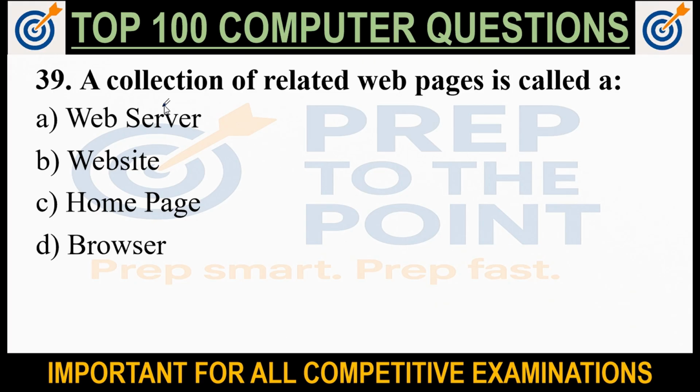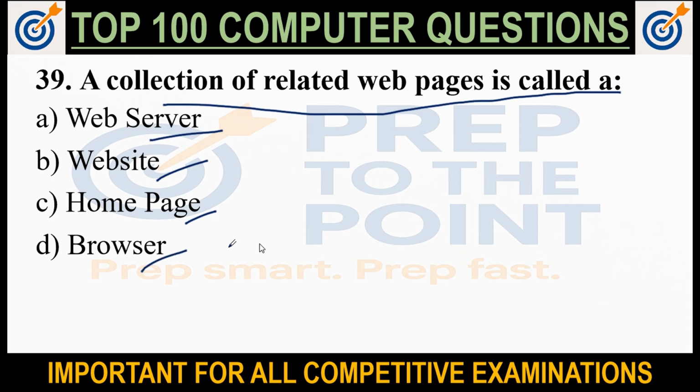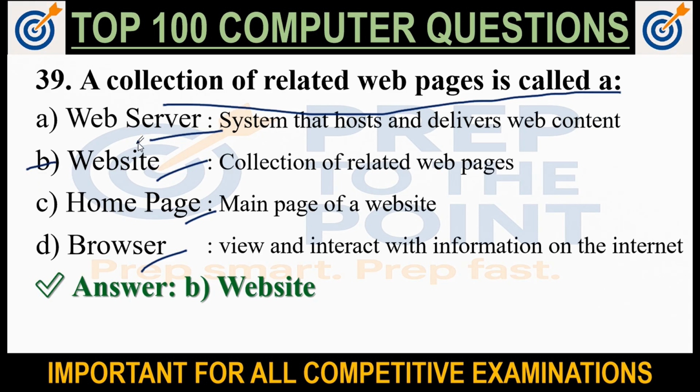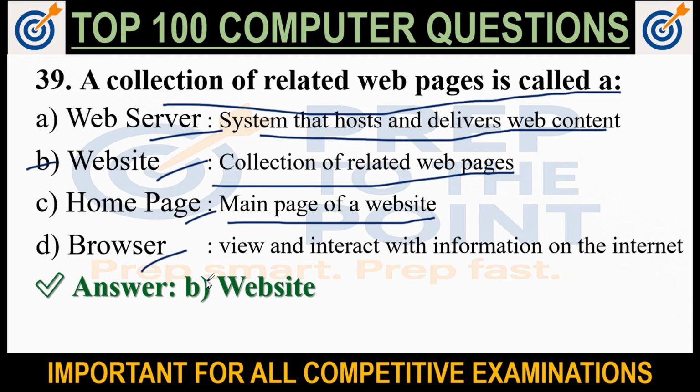A collection of related web pages is called a web server, website, home page, or browser? The right answer is website. Website is the collection of related web pages, whereas web server is a system that hosts and delivers web content. Home page is the main page of a website, and browser is used to view and interact with information in the internet.